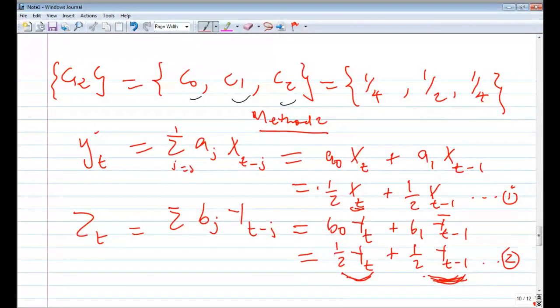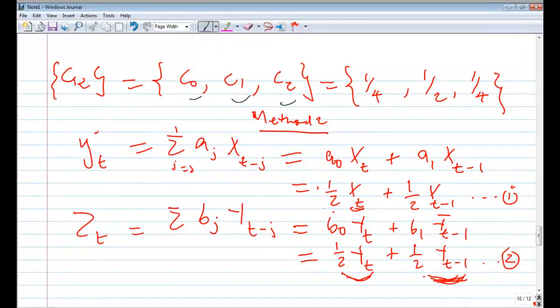So in this second method, you're supposed to have two equations, time series yt and time series zt. For the first time series there, it's equal to summation of aj xt minus j, which is equivalent to a0 xt plus a1 xt minus 1. You know the value of a0, you know the value of a1. So that is why we substitute it here.